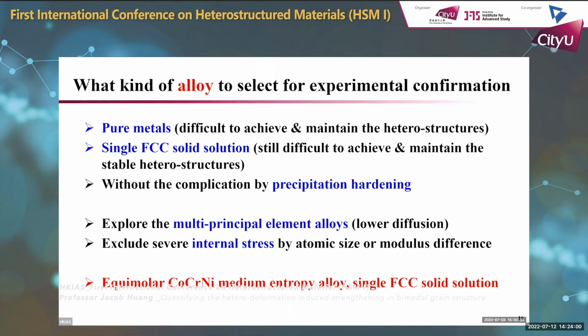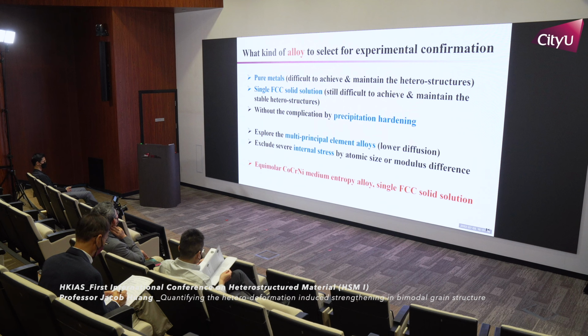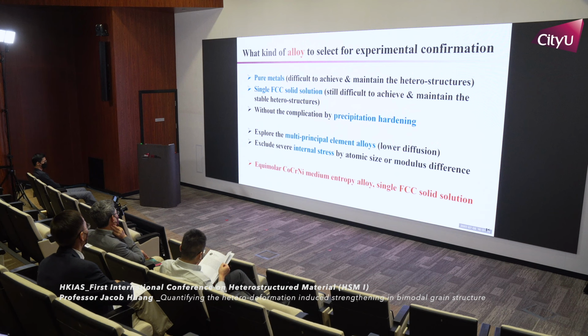which is very important for our comparison between the experiment and the modeling. In addition, we also do not want to involve any precipitation hardening, which would make the strengthening analysis too complicated. So we try to explore the so-called multi-principal element alloy. Because this kind of alloy is quite complicated with multiple principal elements, it usually shows a slower diffusion rate, so the microstructure would evolve slowly. Also, we try to exclude severe internal stress from atomic size or modulus difference.